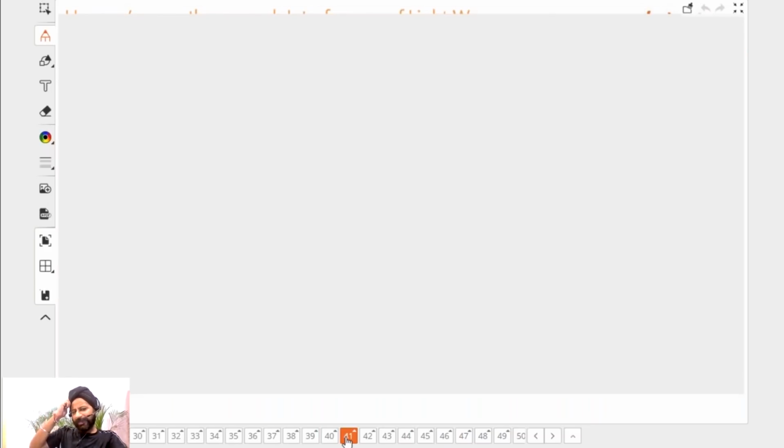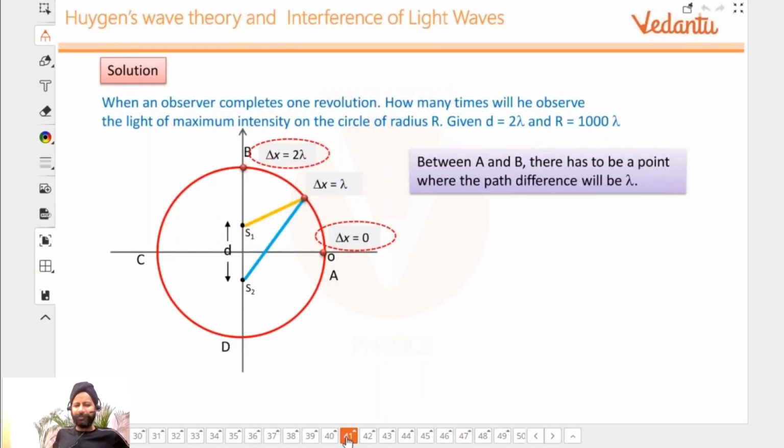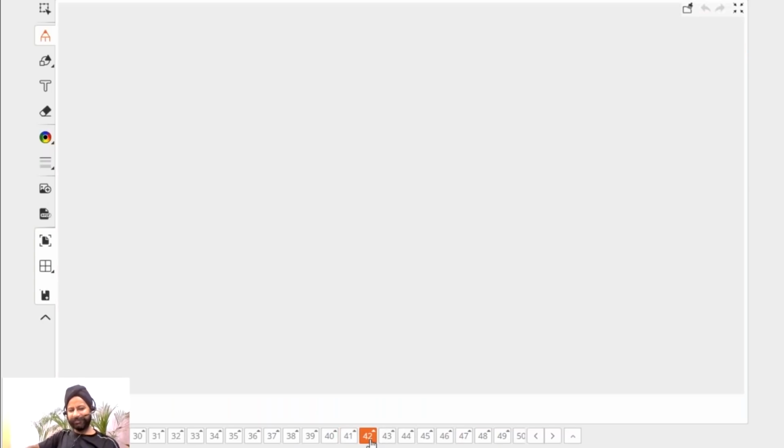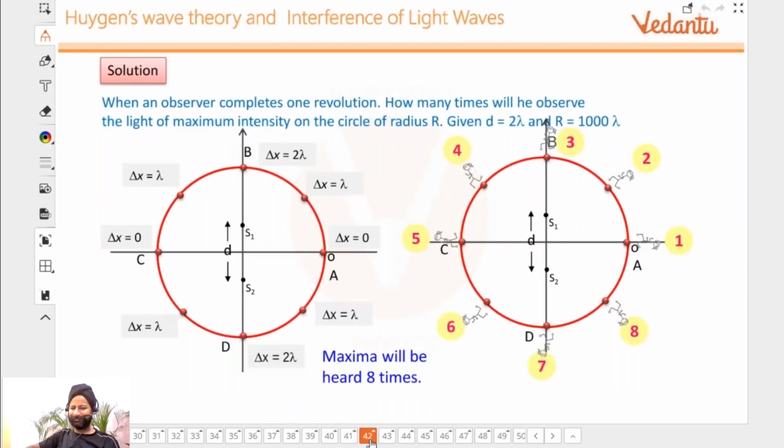So now we are claiming that somewhere between those two, 0 and 2 lambda, there has to be lambda also. Right? That's what we are claiming. We are not calculating where it is, because you have to count the number there. So this is how you get maxima that will be heard 8 times. Okay, fine.